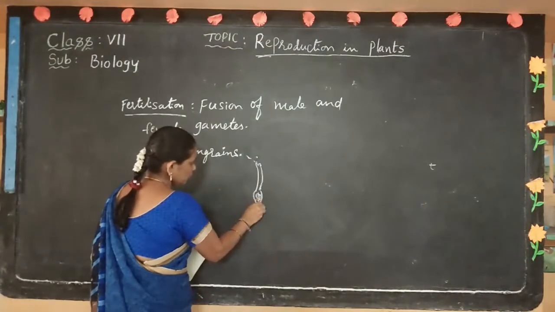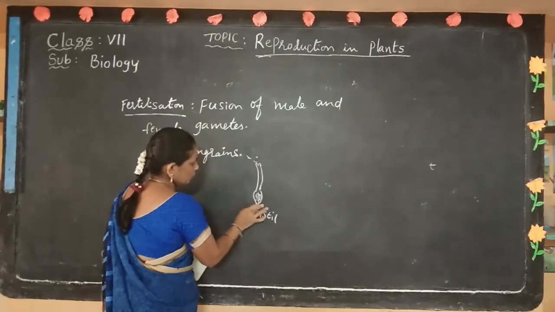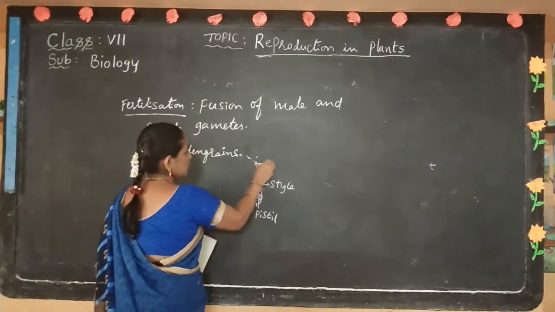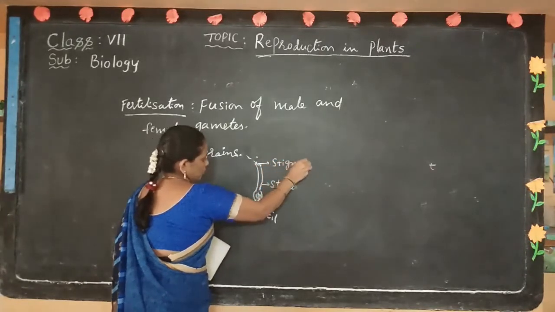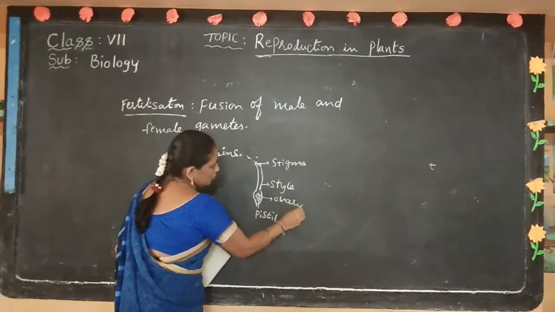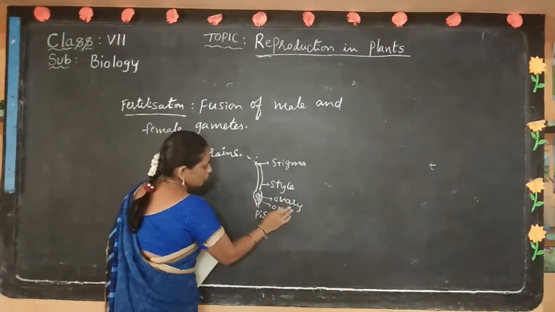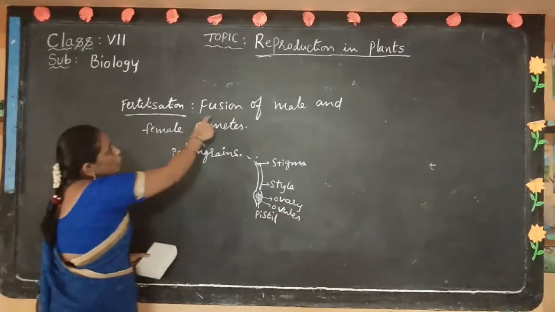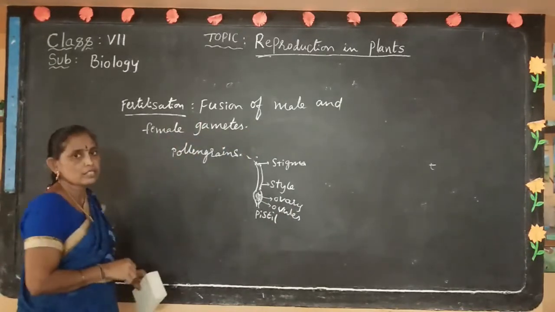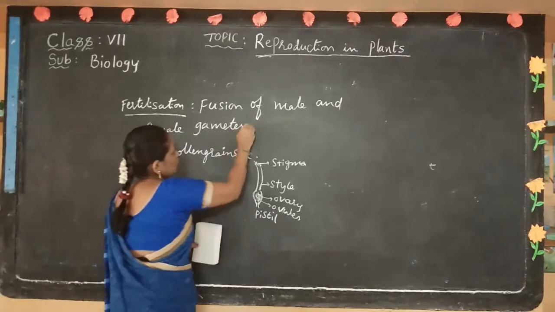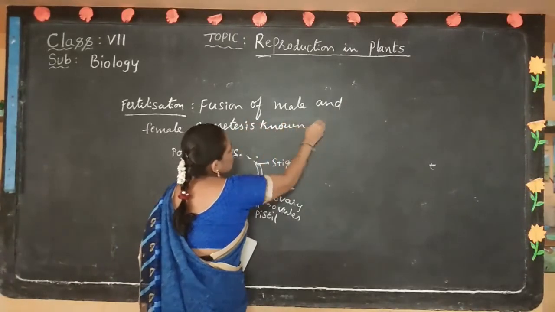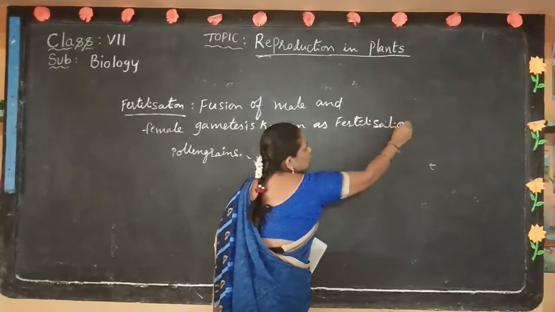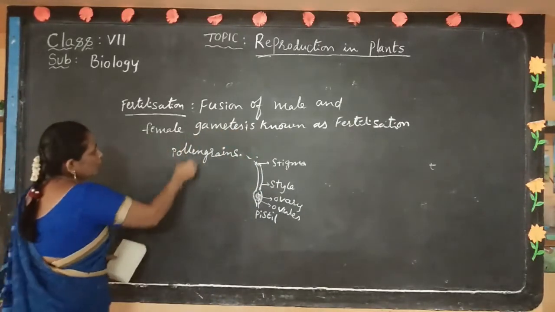This is the pistil. It has a style, and this is known as the stigma. This is the ovary, and these are the ovules. Okay, listen. Fusion of male and female gametes is known as fertilization.